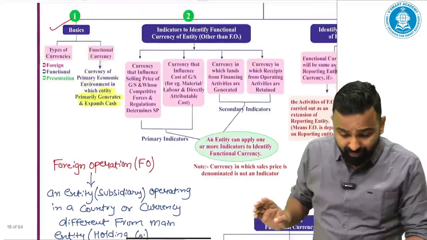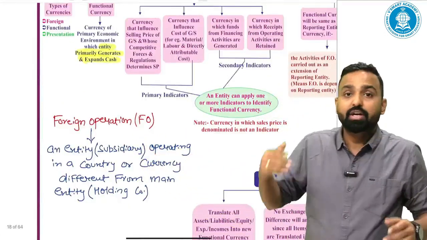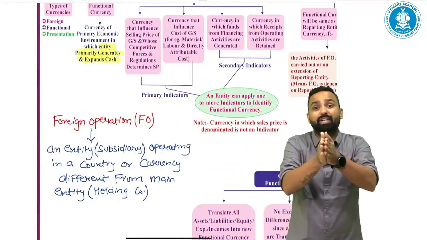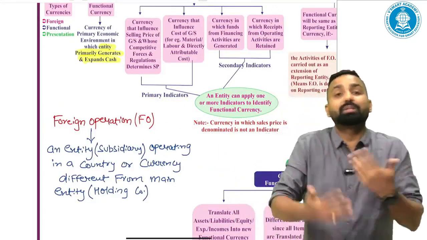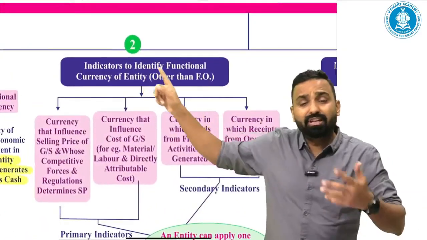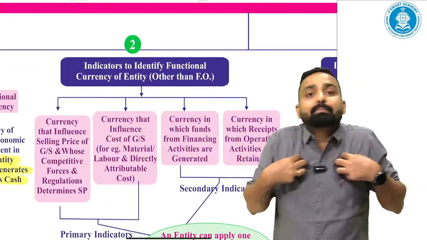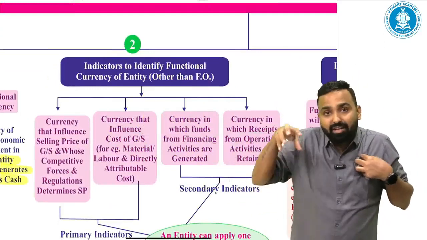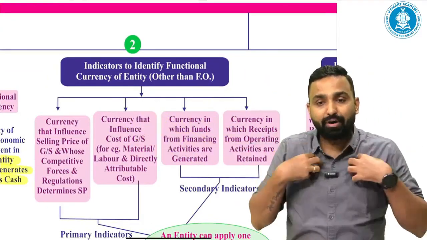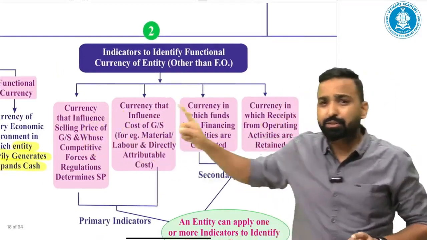Ind AS 21 also talks about the treatment of foreign operations, because a foreign operation has a different currency, and for the purpose of consolidation the currency should be the same. So what will be the treatment? It talks about that also. But when we identify our own functional currency, look at me: I am the parent company. I am not talking about my foreign operation, like a foreign subsidiary. So if I want to identify my own functional currency, I have to see these four indicators.